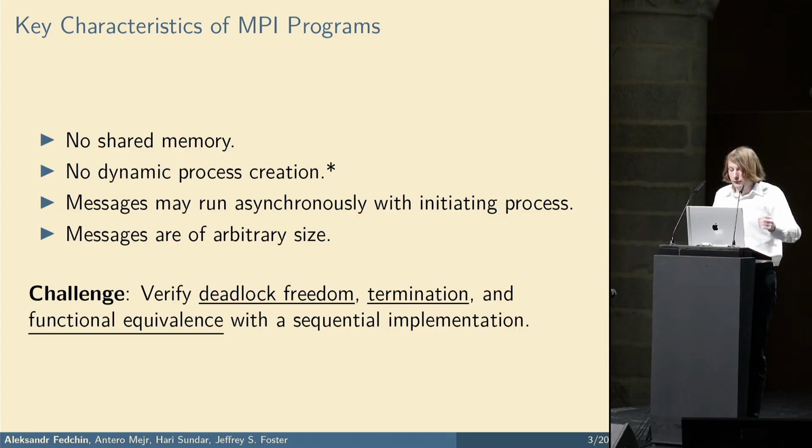So our goal is to verify that such programs are deadlock-free, that they terminate, and also to show functional equivalence with a sequential implementation. Because intuitively, it's much easier to make domain-specific errors that are difficult to identify when writing parallel code. So if you can prove that your sequential implementation is the same as the MPI implementation, then you have assurance that your MPI implementation is also correct.